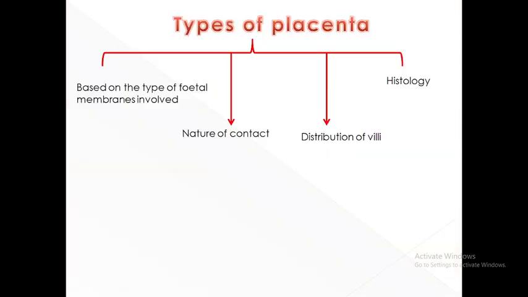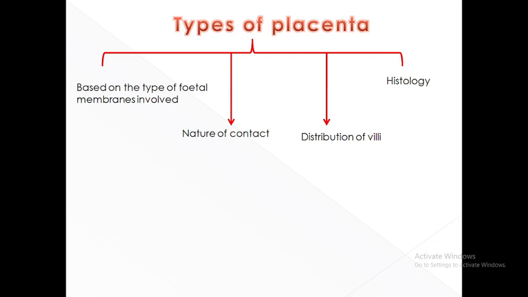Now, if we consider the types of placenta, then the placenta can be divided into four different types. One type depends upon the fetal membranes which are involved. The membranes we have studied up till now are allantois, amnion, chorion, and the yolk sac. So which of these membranes are involved in the formation of a placenta? Then again the placenta can be divided by the nature of contact, whether there is a strong connection between the fetus and the maternal side or a loose connection.